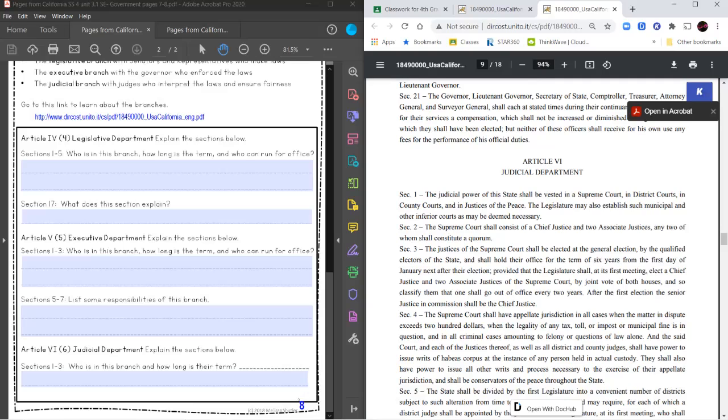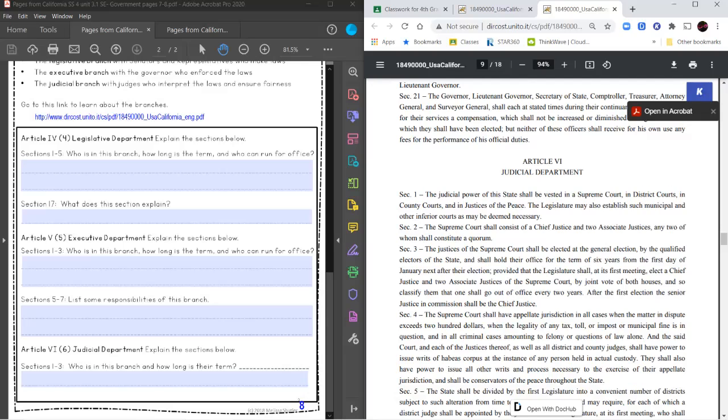Now, this is under the understanding that at their first meeting, they're going to elect the Chief Justice and the 2 associate justices. And those need to be voted in by both houses. And they're going to classify them so that one of them is going to go out of office every 2 years.